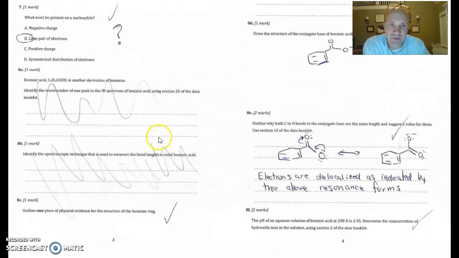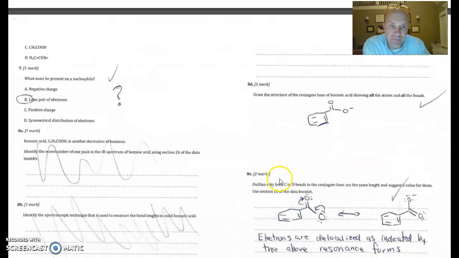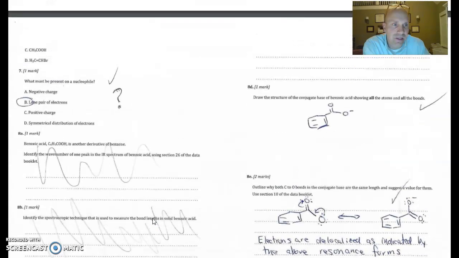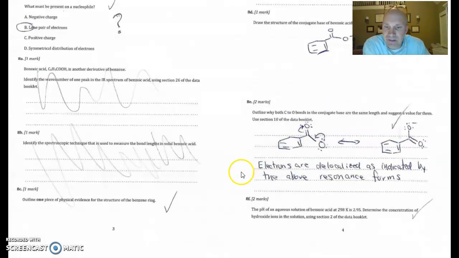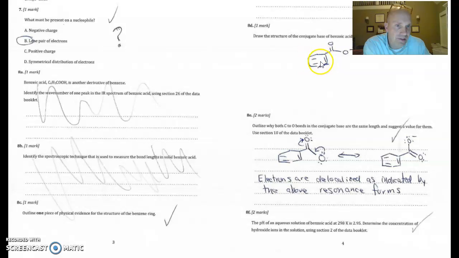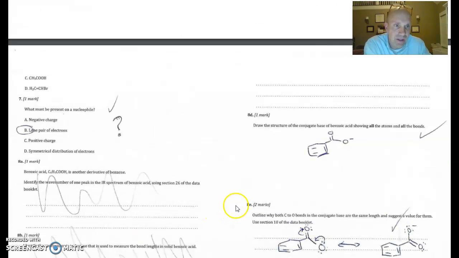So what's one piece of physical evidence for the structure of a benzene ring? I guess I didn't write the answer down for that, but one piece of evidence is the fact that all the bond lengths are the same. If you look at the typical structure with alternating double bonds and single bonds, you would assume that things would have different lengths, but benzene is experimentally measured to have all those bond lengths the same. All right, draw the structure of the conjugate base form of benzoic acid.